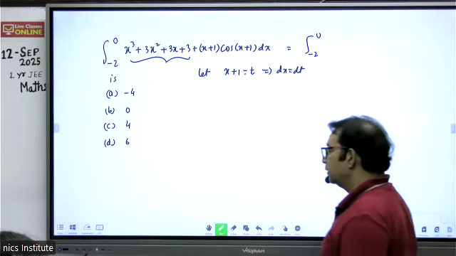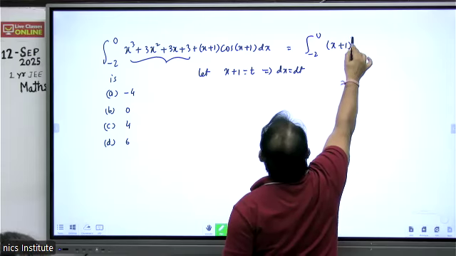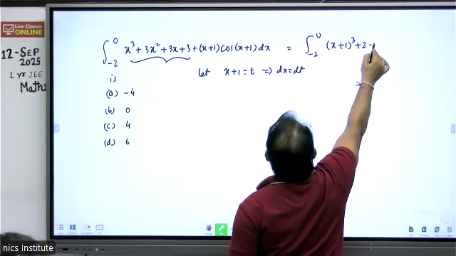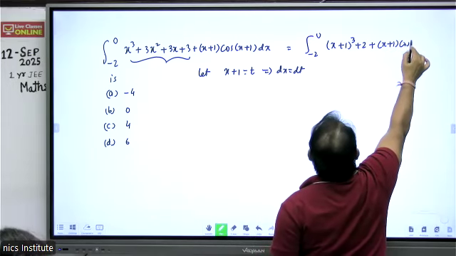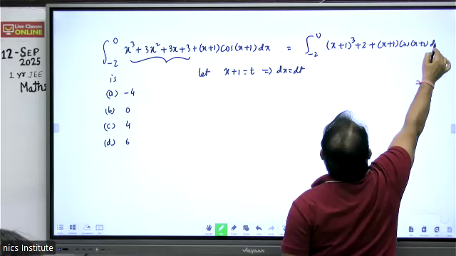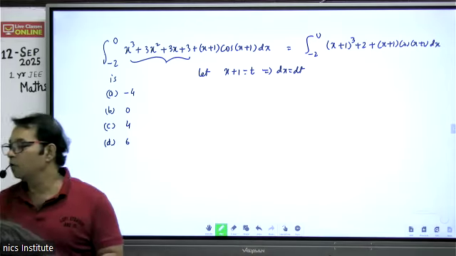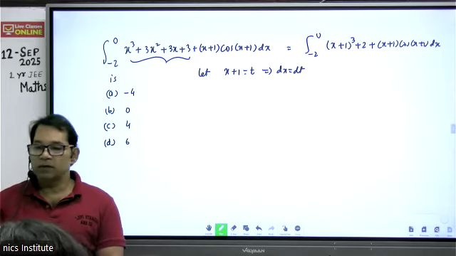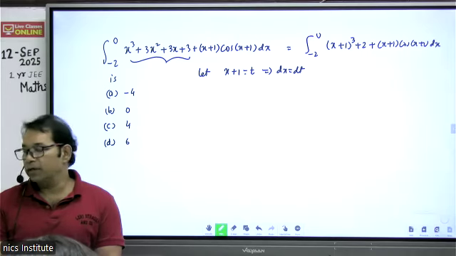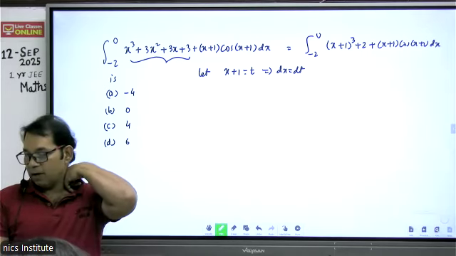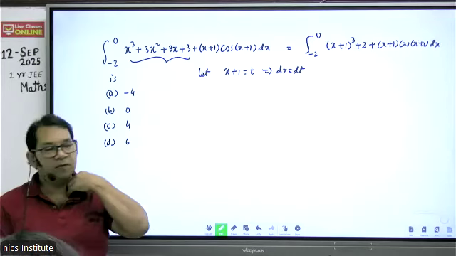It is x plus 1 whole cube plus 2. And it is x plus 1 cos x plus 1 dx. If you use a plus b whole cube, it's a cube plus b cube plus 3ab square plus 3a square b. So I've broken 3 as 2 plus 1, and then the remaining is x plus 1 whole cube.